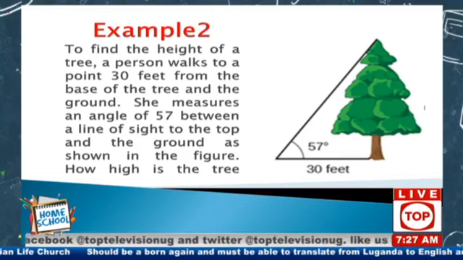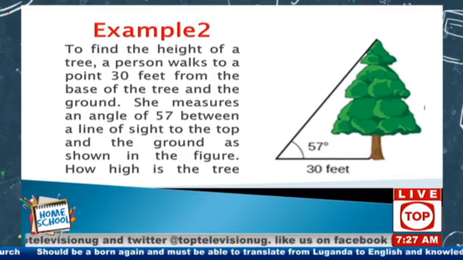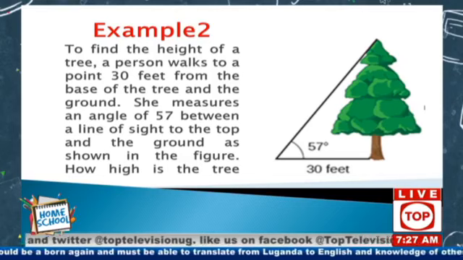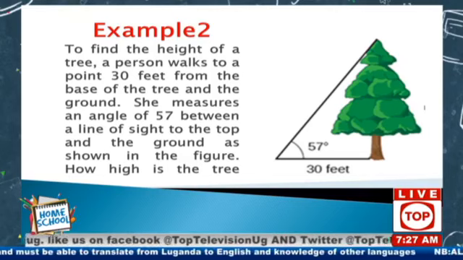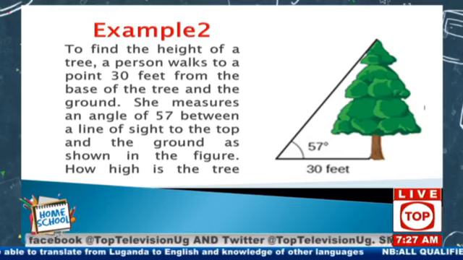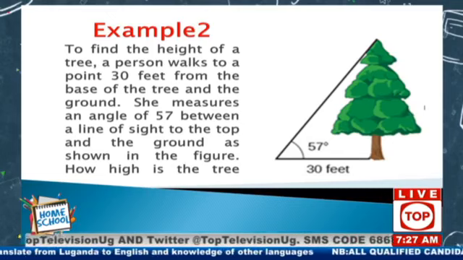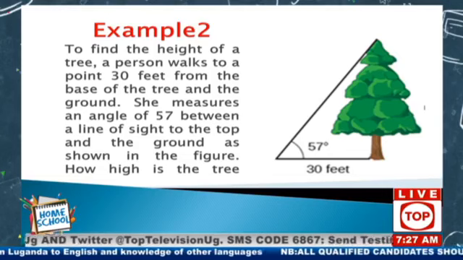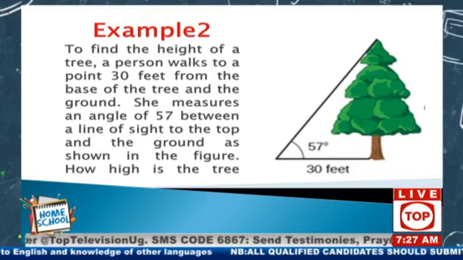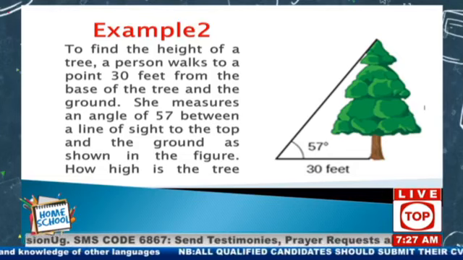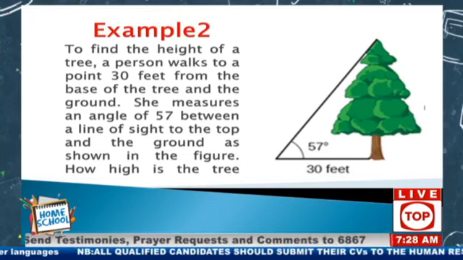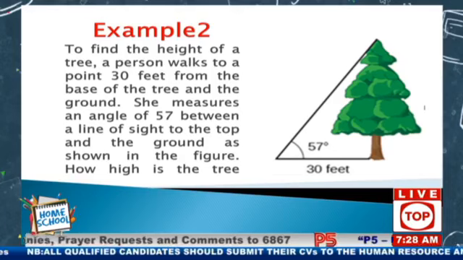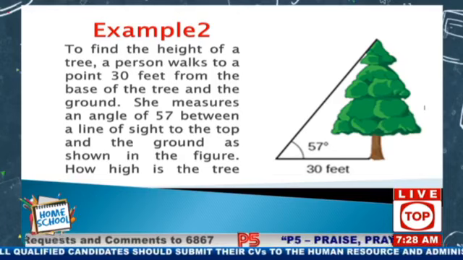For instance, if you connected a string from the tip of the tree up to the ground, the angle it will be making will be 57 degrees. And now the question is, how high is that tree? So this reduces to a right-angled triangle problem. So we model a tree.